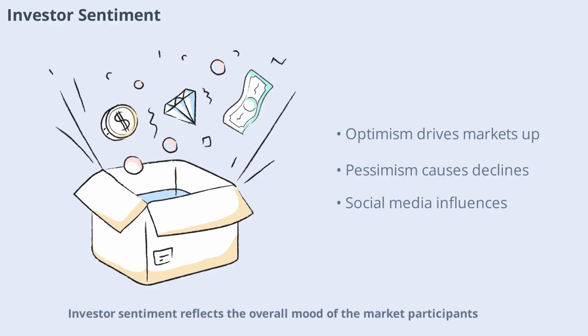Investor sentiment reflects the overall mood of the market participants. When investors are optimistic, markets tend to rise, while pessimism can lead to declines. Sentiment can be influenced by news, rumors, and even social media trends. Understanding the psychological aspect of investing is just as important as analyzing numbers. By gauging sentiment, investors can sometimes predict short-term market movements and adjust their strategies to align with the prevailing mood.